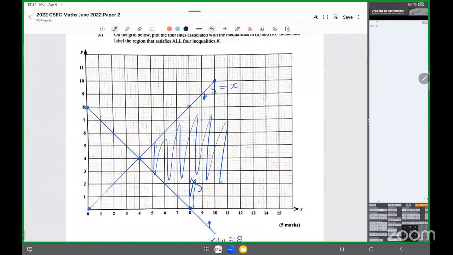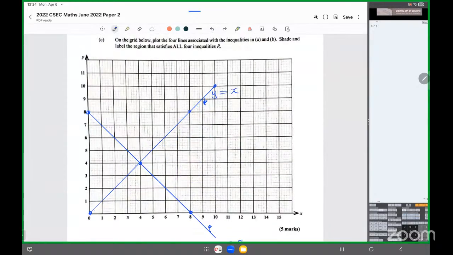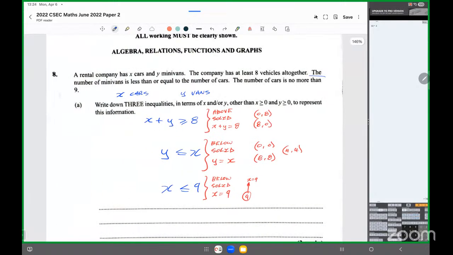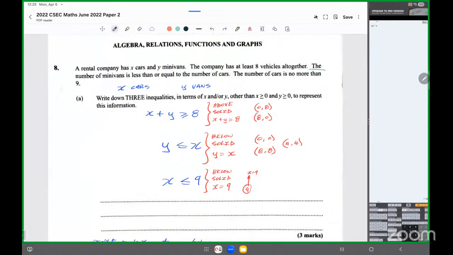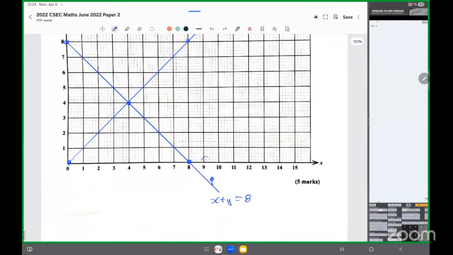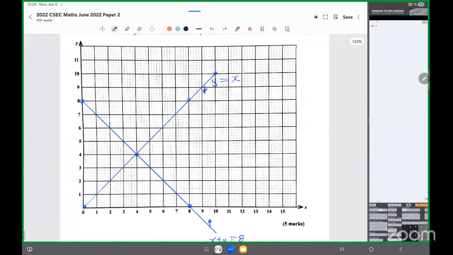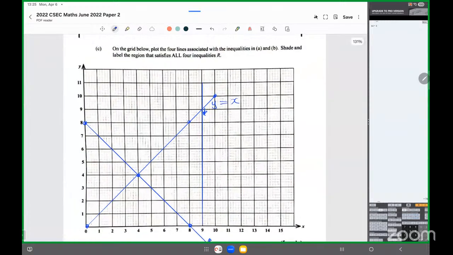So let's continue putting in the other lines. The next line we're going to draw is the line x equals 9. x equals 9 is a vertical line passing through 9. So it's a 9 here. I want a vertical line passing through 9. So I'm going to draw it like this. Let me draw it again. Good. That's my vertical line passing through 9.